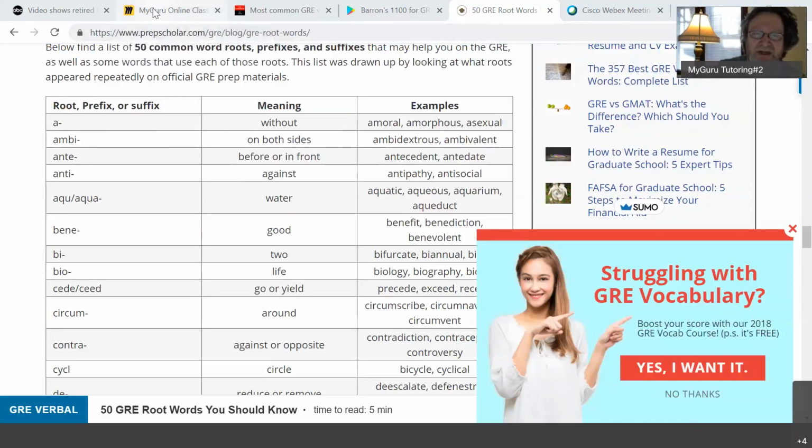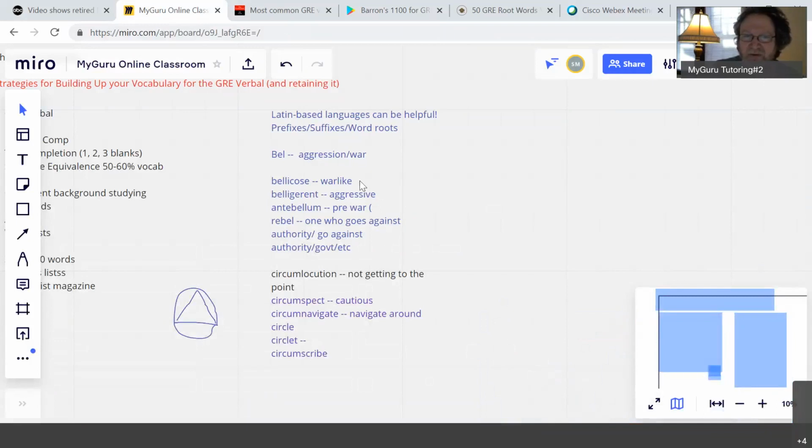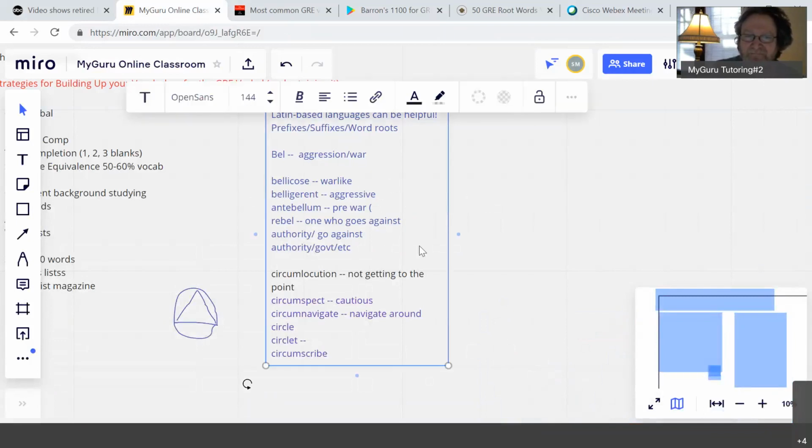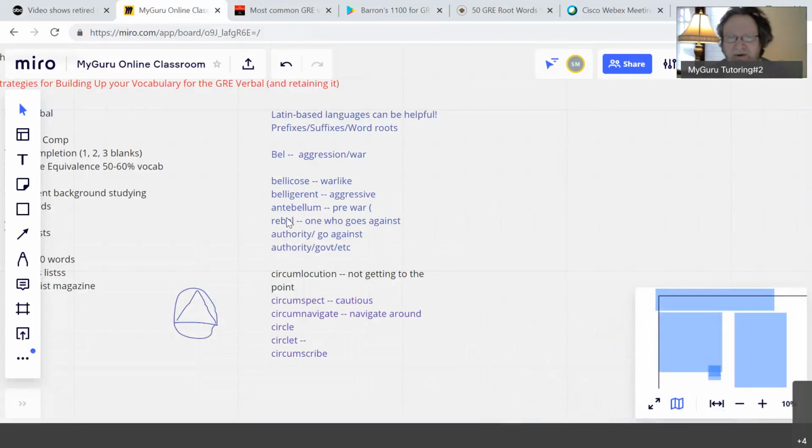So in this case, take an example like antebellum. The BEL is really the word root. Ante is the prefix. So ante actually means coming before. The BEL, bellum, is basically the Latin word for war, or for conflict or aggression. I can't remember exactly which. So it really depends on where it shows up. But the idea is where you have a long word like this, you want to see if you can spot any of these things.